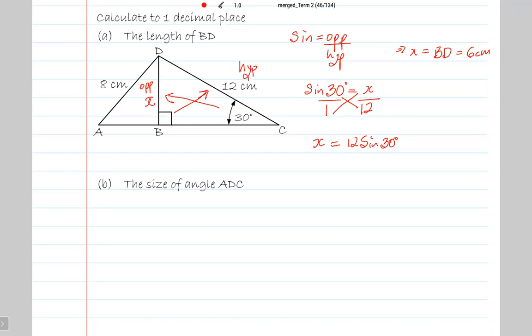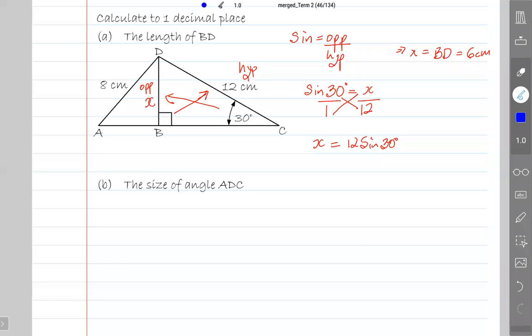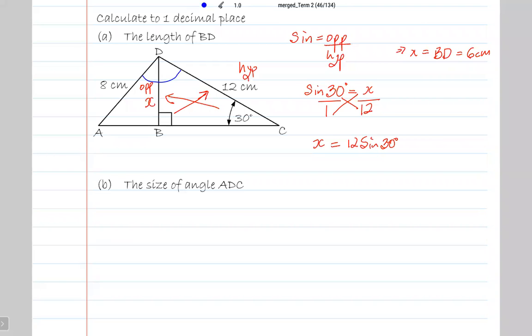All right, so the next thing we're asked to find is the size of angle ADC. So angle ADC is this entire angle here.